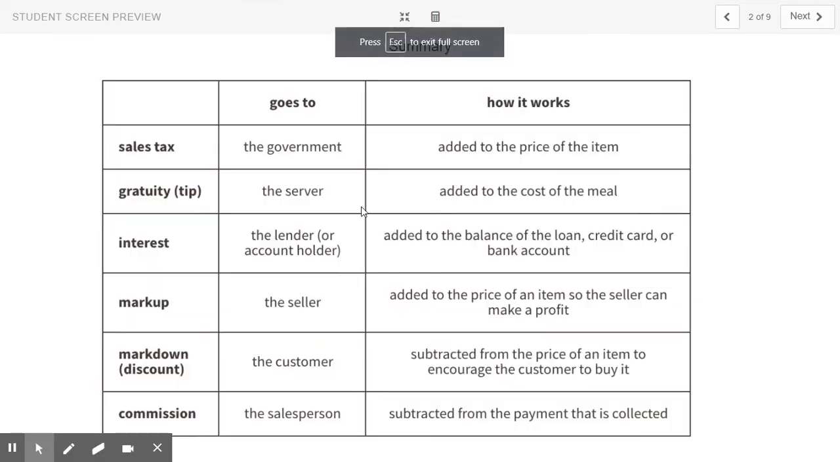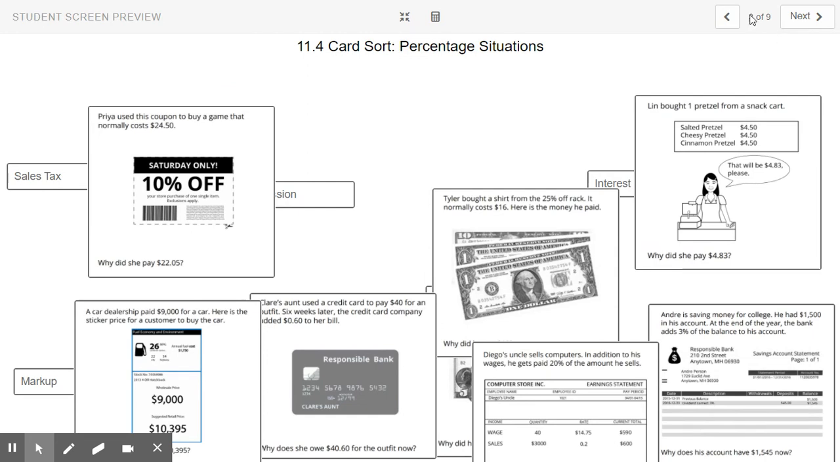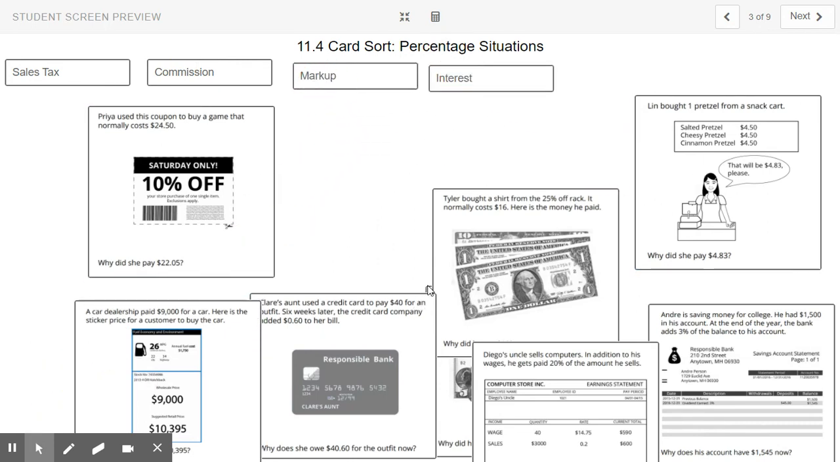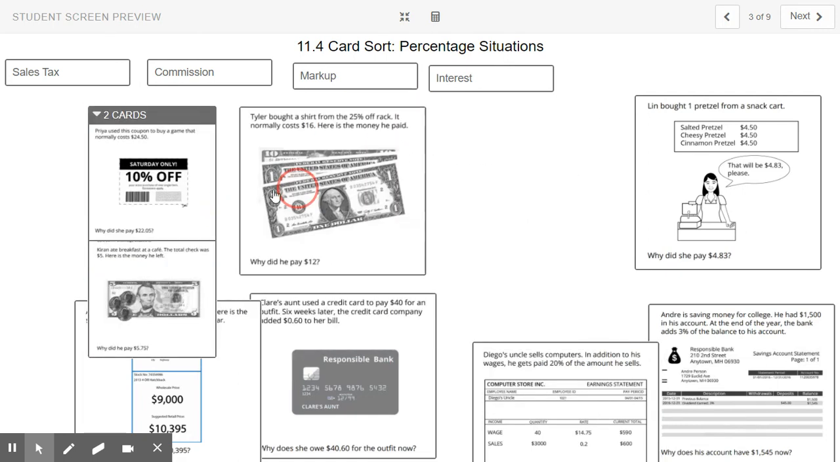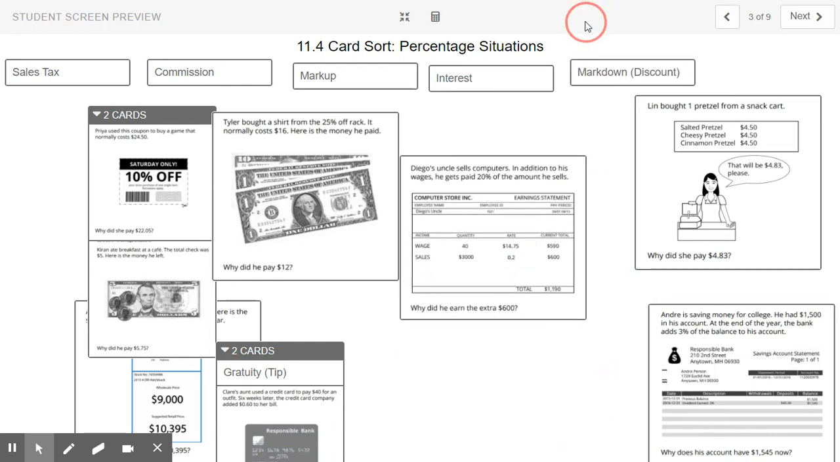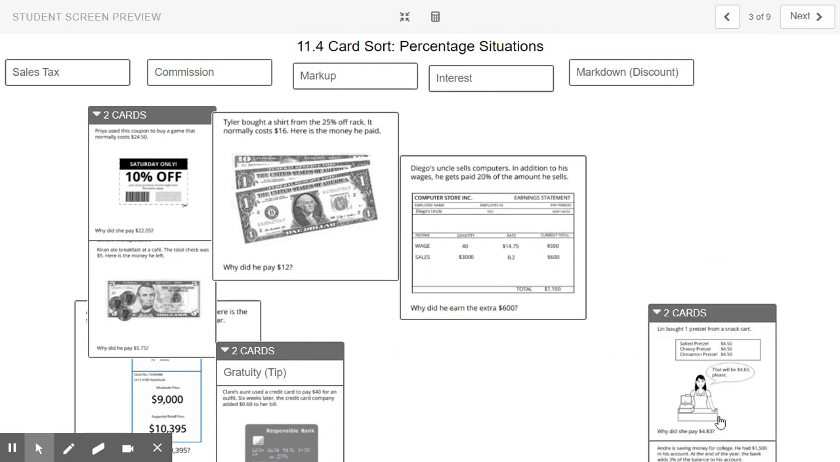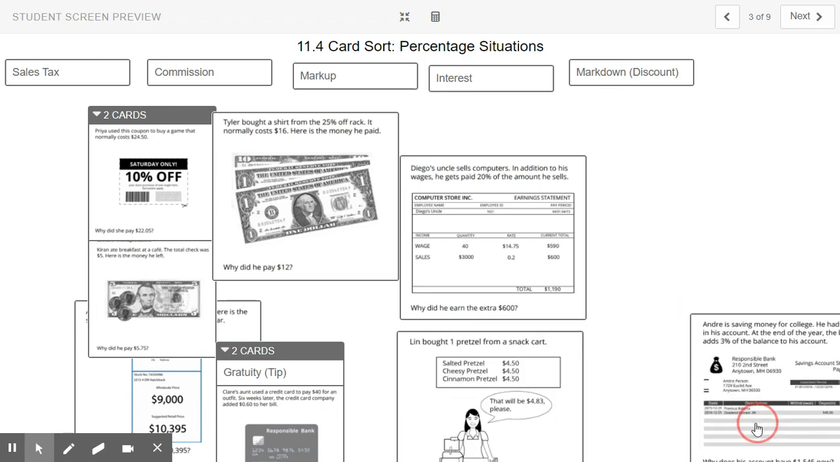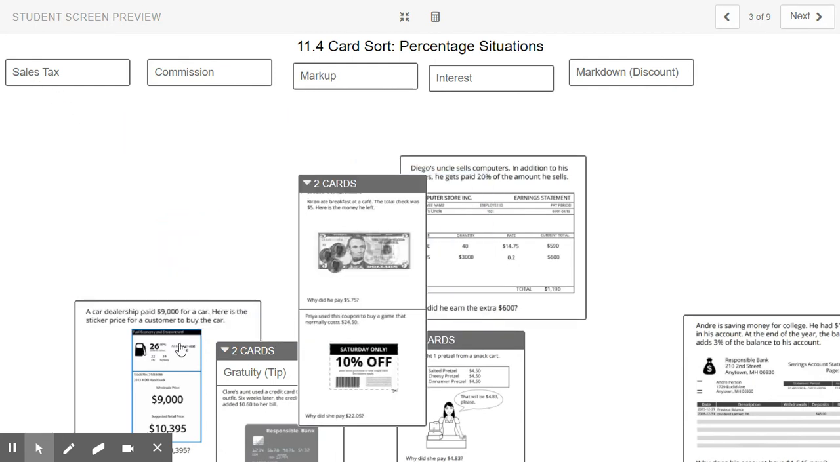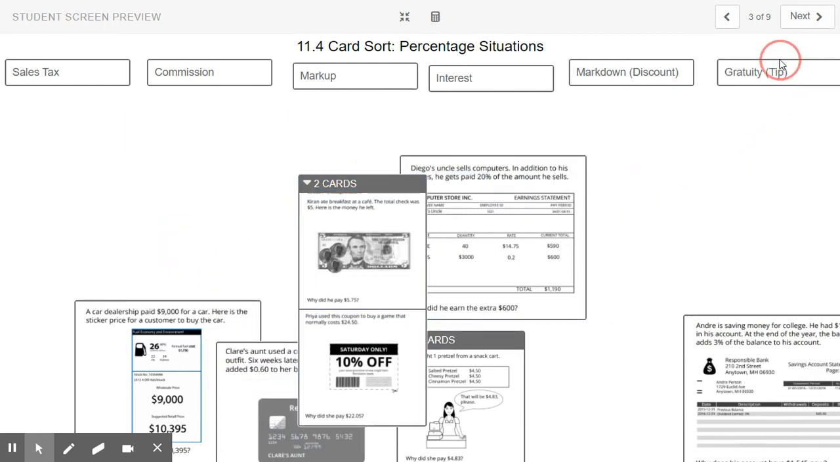So let's go ahead. This is also, again, just a little summary. So we're going to look at the first thing. And your job here is you're going to look at the headers here. There's 6 of them. There's those things that we just talked about. Sales tax, commission, markup, interest. Oh, not that. Okay, I saw one under there. There we go. Markdown. And there should be one more hiding. Well, gratuity. Here it is. All right, and gratuity or tip.